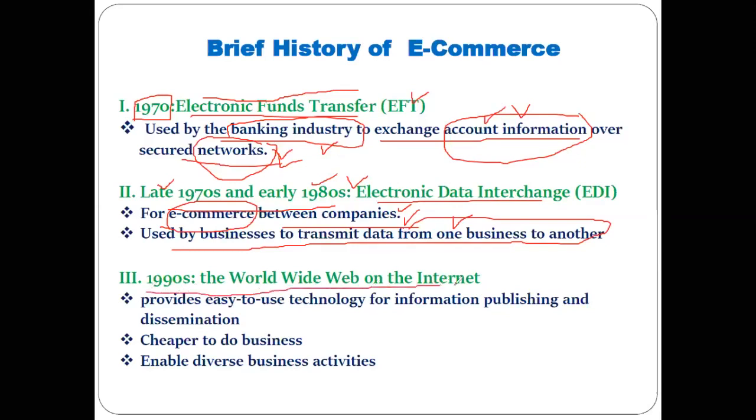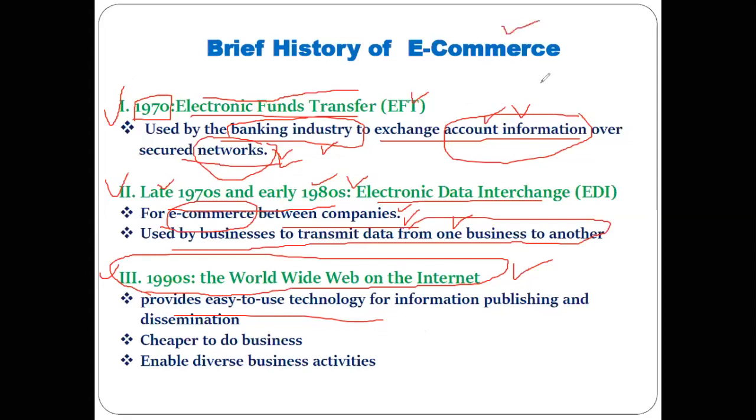And then in the 1990s, when the presence of the internet was there all over the world, the activity we are experiencing now started, like purchasing something from Amazon, or putting your product on an online website and selling it. This kind of activity started from 1990 to 1995. So these are the three stages, from 1970 up to 1990, and from 1990 up to the current period. This is the historical background of e-commerce activities.